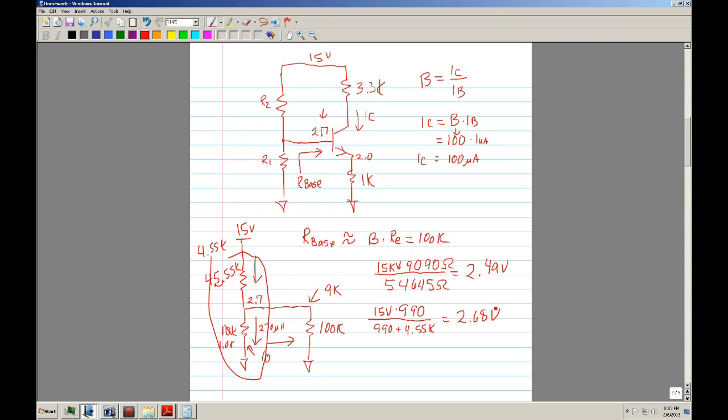So that's almost 2.7, if you round it to the nearest tenth. So what I'm doing is I'm making these much smaller. That way this impedance doesn't affect it. Okay. So now we know we can try both. We'll try the 4.55 and then we'll try a 1K. Okay. So now we do simulation.